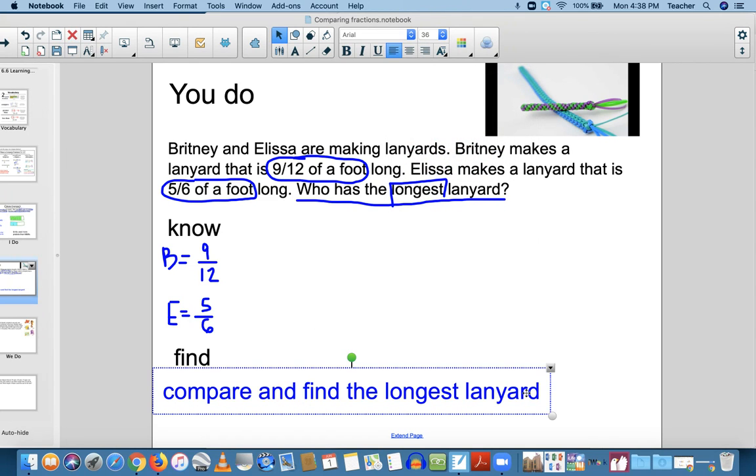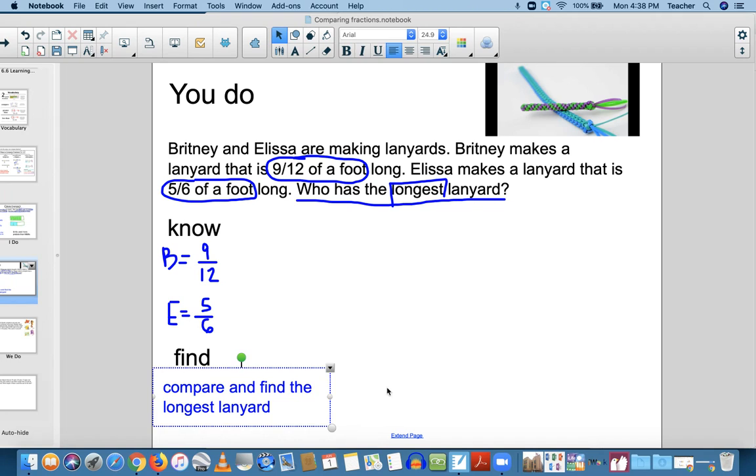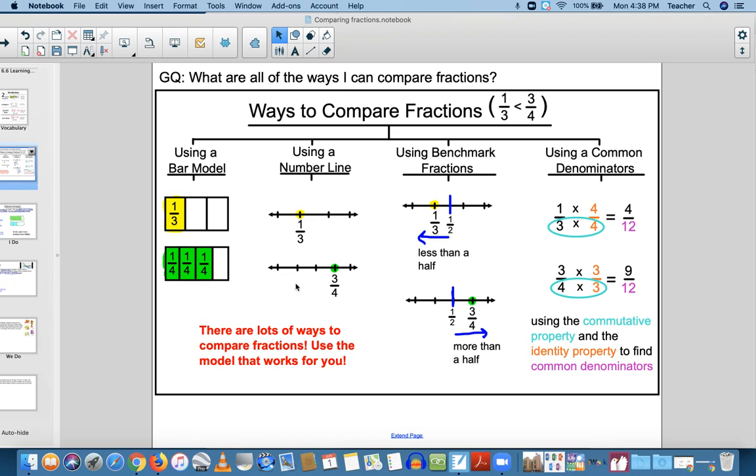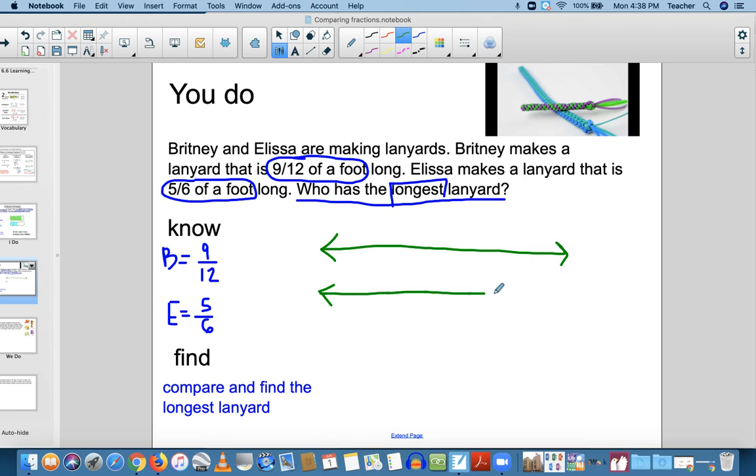Okay, so how do we find and compare these two lengths? We have to look at our models and decide which one would be the best one to use. Well, since we're talking about length, I'm going to use the number line first. When I use number lines, just like with bar models, I need to make sure that my two ends line up.